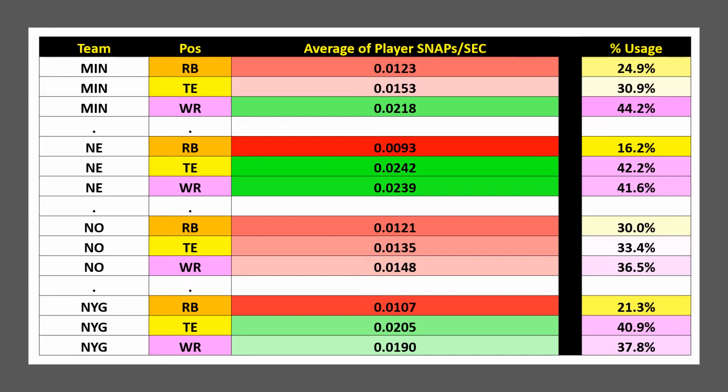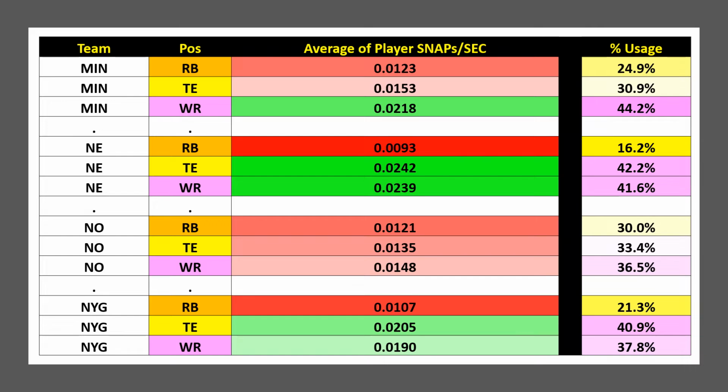Minnesota, New England, New Orleans, the Giants. Just right away, what hits me is the running backs for these four teams. New Orleans is the only one that's using their running backs well. Minnesota's not using Cook, but they are blasting out the Thielen and Jefferson. So I guess if they're winning, they're okay. I think they need to make a correction there.